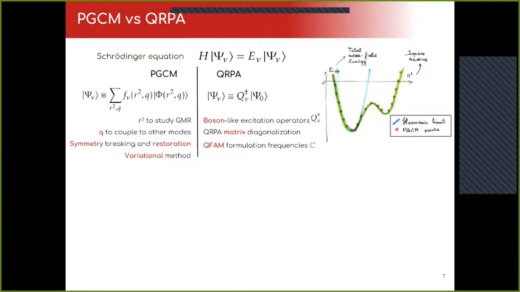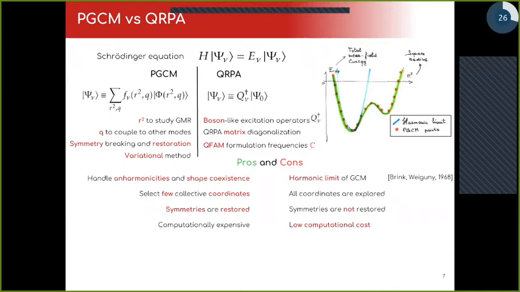There are mainly two different categories of ways to solve the QRPA equation. The first one is the standard traditional QRPA matrix diagonalization. And the second one is QFAM, which stands for quasi-particle finite amplitude method. In this case, the computational cost of the problem is reduced, and this is achieved by shifting the eigenfrequencies of the problem into the complex plane. Clearly, each of these methods has its own pros and cons.